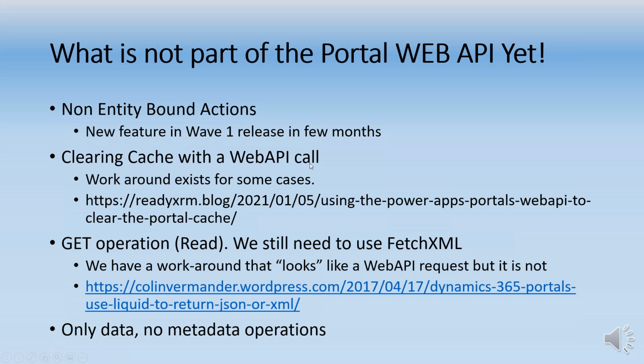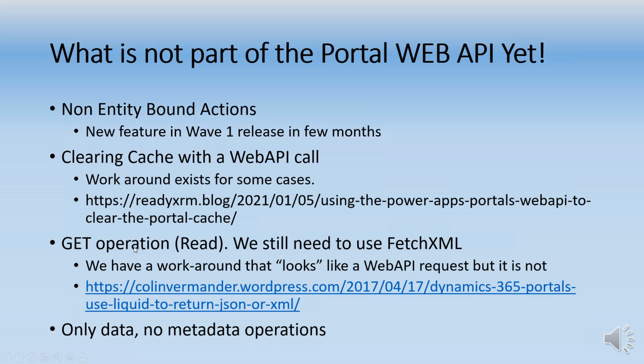Clearing cache with Web API calls. There is no specific call that you can make to clear the cache, but there are workarounds to clear the cache for specific records. Nick Dolman put a nice post in his blog on having a field that you change from the Web API. Maybe you can just make a hidden two-option set field that's not on the form or anything. You just change it using the Web API from true to false or false to true, which will cause the cache to be cleared on that specific record.